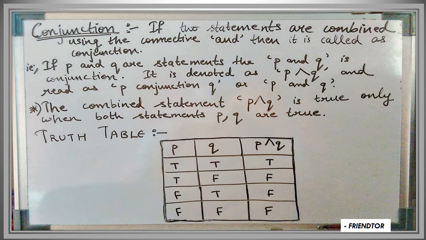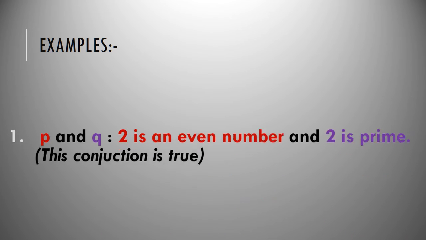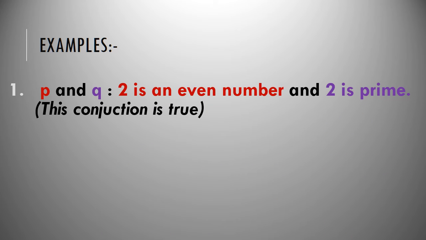So let's do that. Let's see the first example. P is 2 is an even number and Q is 2 is prime. So P and Q gives rise to 2 is an even number and 2 is prime. Now in this conjunction, if you observe, P is a true statement because 2 is an even number is true, and Q is also a true statement, 2 is prime is true. So this whole statement, the resultant statement, is also true.